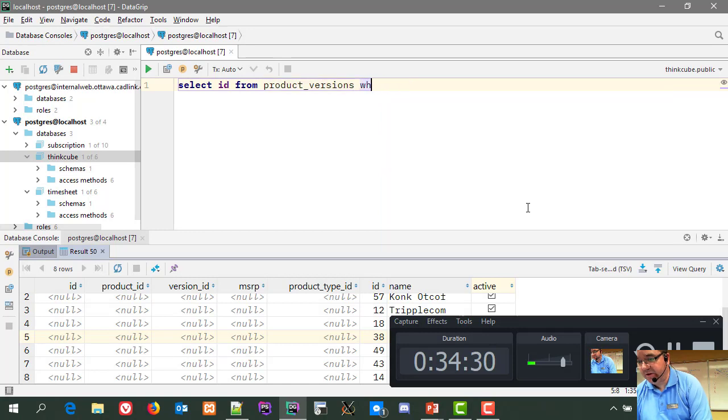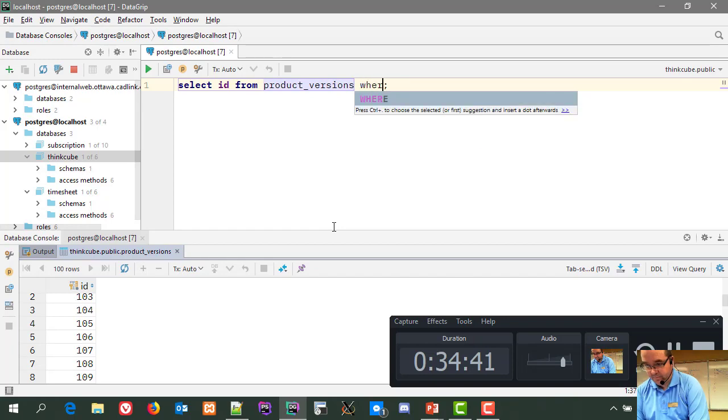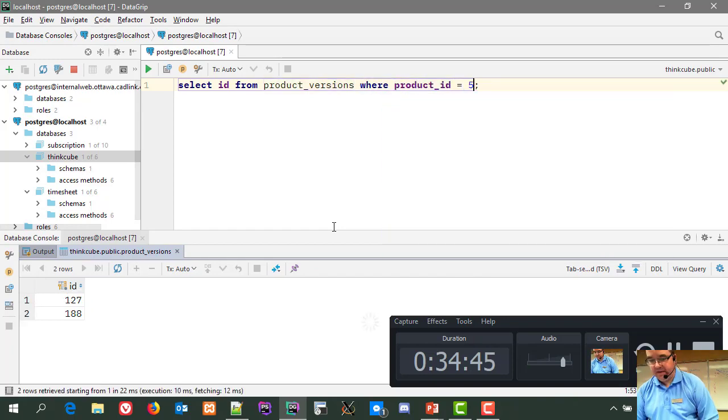Oh, I actually haven't done the lab. So here's my IDs from product versions. It built a list, right? Maybe this will... that's close enough. Okay, a list of 2.